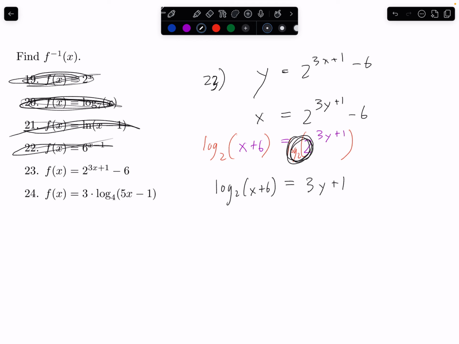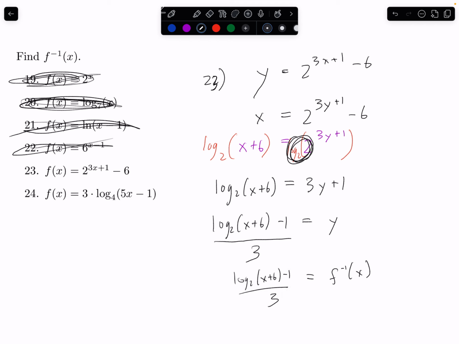Now, how to solve for y? Subtract 1 from both sides, and then divide by 3. Can I do those together, guys? I'm going to do it in one step, okay? Divide by 3 also. So then my function, my inverse function, f inverse x, let's stick them to where they are. It's log base 2 of x plus 6 minus 1 over 3.